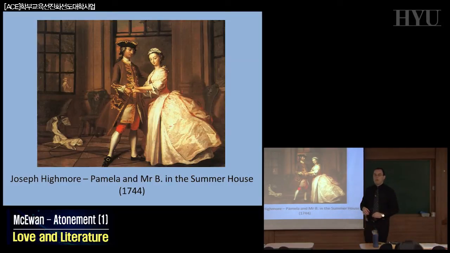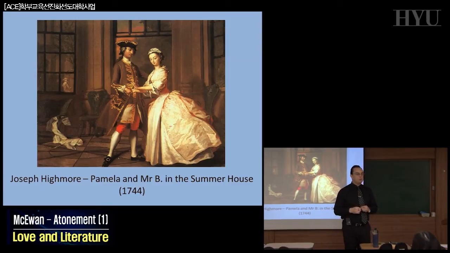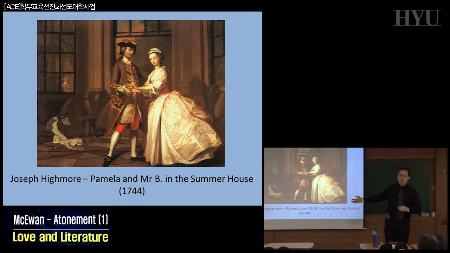Even readers and fans of Pamela weren't always sure about this. Joseph Highmore did a series of 12 paintings about Pamela. And you can see here again, Pamela and Mr. B, they're in the summer house in this case, right? And it's again one of the scenes where Pamela is like, no, Mr. B, I couldn't possibly. You have to marry me first.